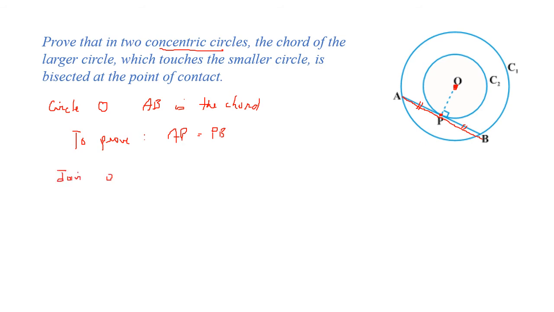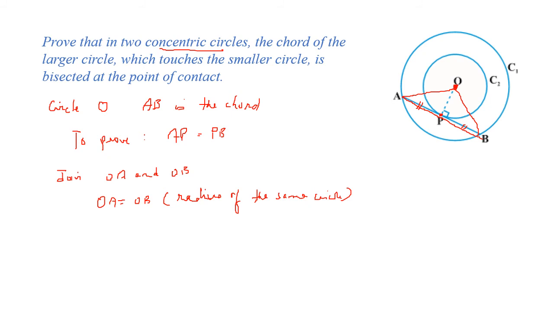Join OA and OB. Now OA equal to OB. Why? Radius of the same circle. You can see OA and OB are radii of the same circle, the outer circle. So OA equal to OB.